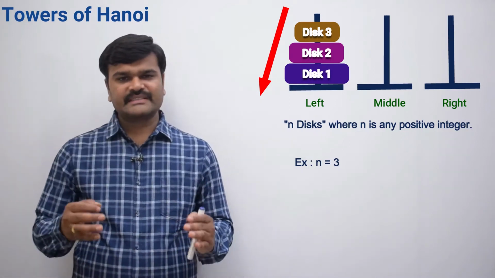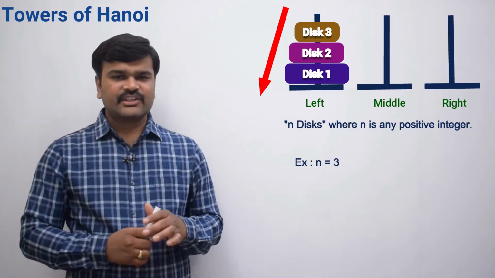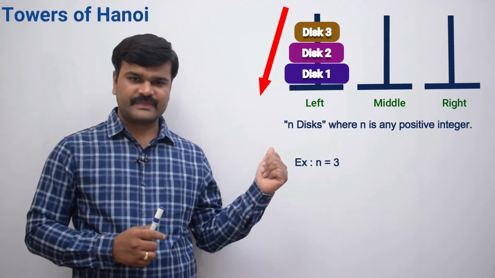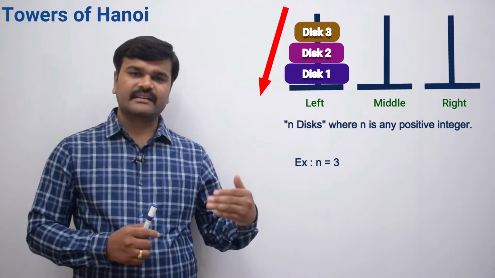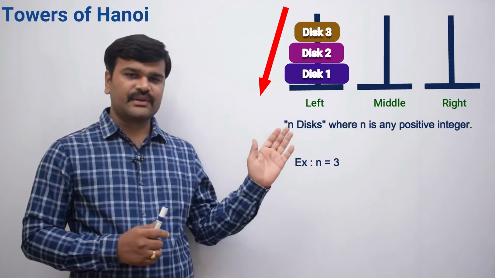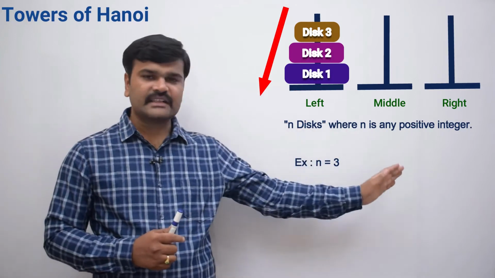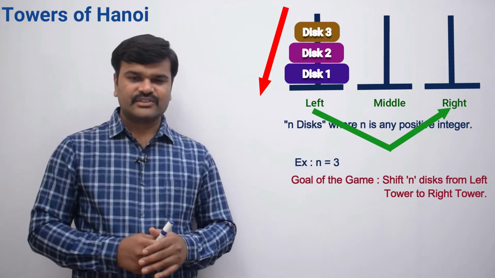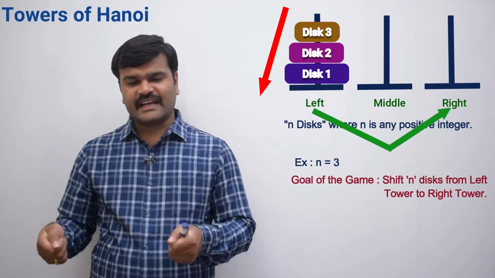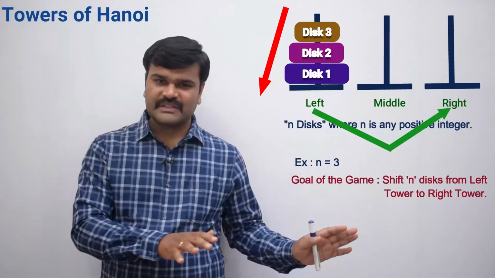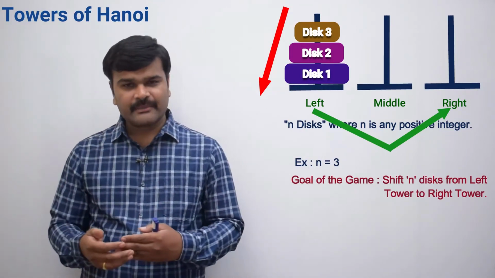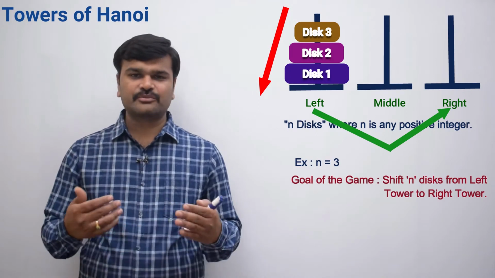Now let us see what the goal is here. We have n disks, that is 3 disks, at the left tower. Our goal is to shift all 3 disks from the left tower to the right tower. One can say you can simply lift all 3 disks and place them at the right tower. No. Here we have some rules, and we have to play by observing those rules.